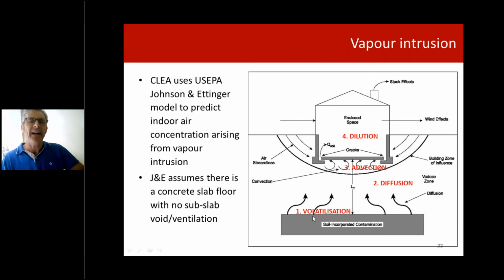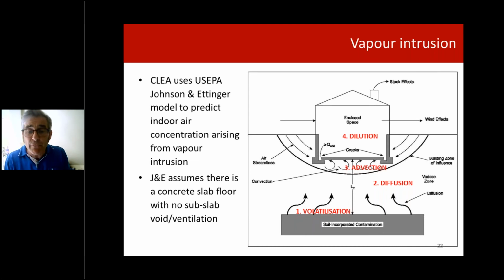A couple of last slides about how the vapor inhalation works. In CLEA, the indoor vapor intrusion, or intrusion of vapors into indoor airspace, uses the US EPA model, the Johnson-Ettinger model, to predict indoor air concentrations. An important point about that model is it assumes you've got a concrete slab that's just resting on the soil, with no void underneath it, and a crack running all the way around the slab. The process it models is, first of all, if you've got some soil contamination of TC, it models the partitioning from soil to soil vapor. That's the volatilization.